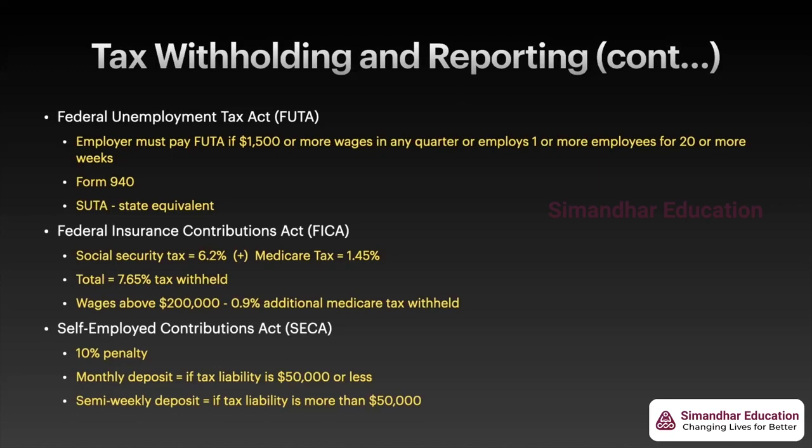Now, an employer must pay FUTA if 1,500 or more in wages is paid in any quarter. This is combined, not at the individual level. So if you as an employer are paying wages of 1,500 or more, then you are required to pay FUTA as well. Or if you employ one or more employees for 20 or more weeks, then you are also required to pay FUTA.